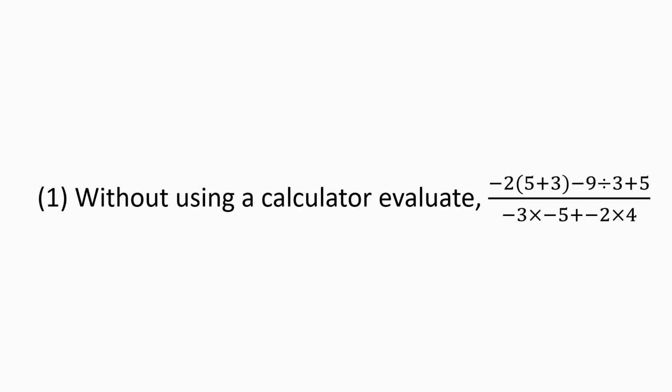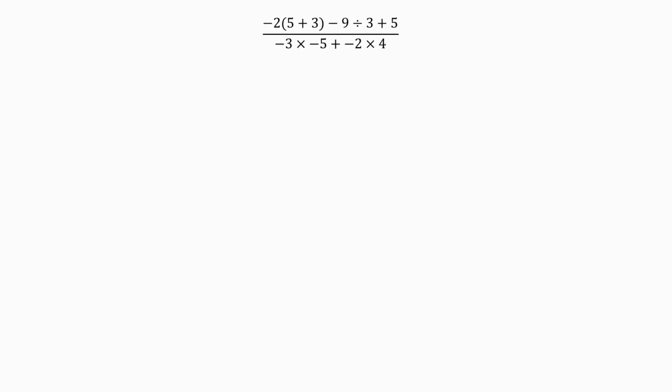Starting with question 1. Without using a calculator, evaluate -2 times (5 plus 3) minus 9 divided by 3 plus 5, all of it divided by -3 times -5 plus -2 times 4. So that's the expression. Then we are going to apply BODMAS, which explains the order of operations in an expression.